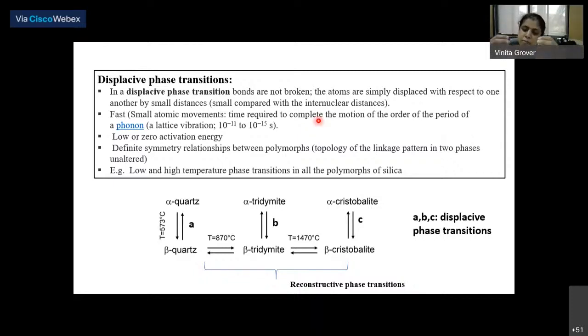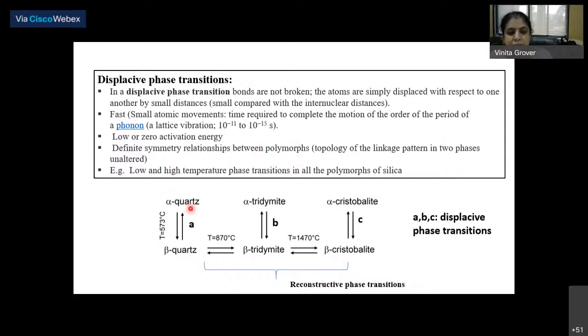Now, because it is only movement of atoms, they are fast. Very small atomic movement, and the time required to complete the motion is of the order of lattice vibration, which is very small. Because it is fast, obviously, it will have low or zero activation energy. And it is happening only by twisting of bonds. There is a definite symmetry relationship between the two polymorphs that are linked by displacive phase transition.